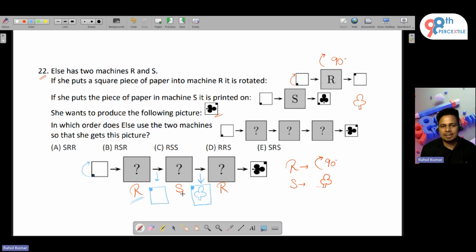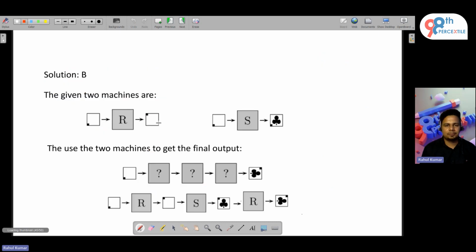So here, what is the answer? R, S, R. Let's see where the correct answer is. It is R, S, R. Option B is the correct one. Let's see in detail in the next slide.